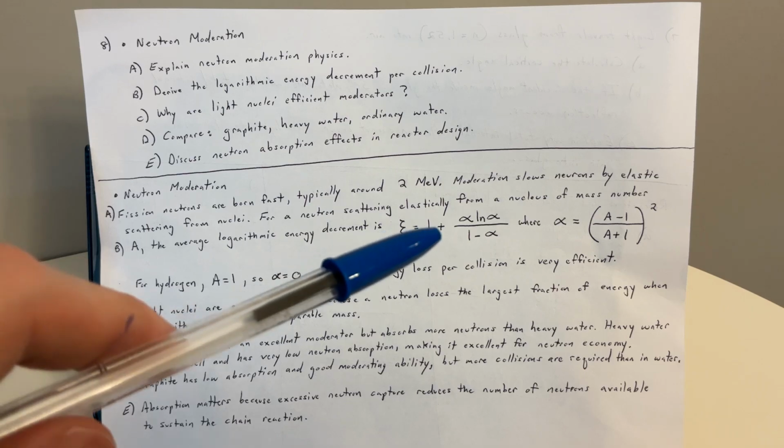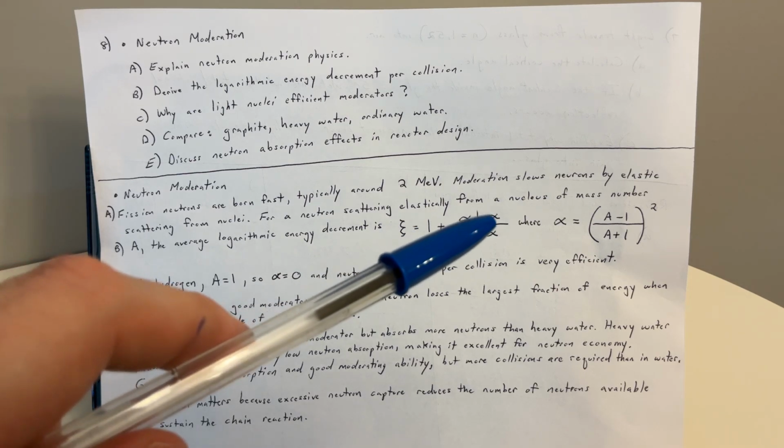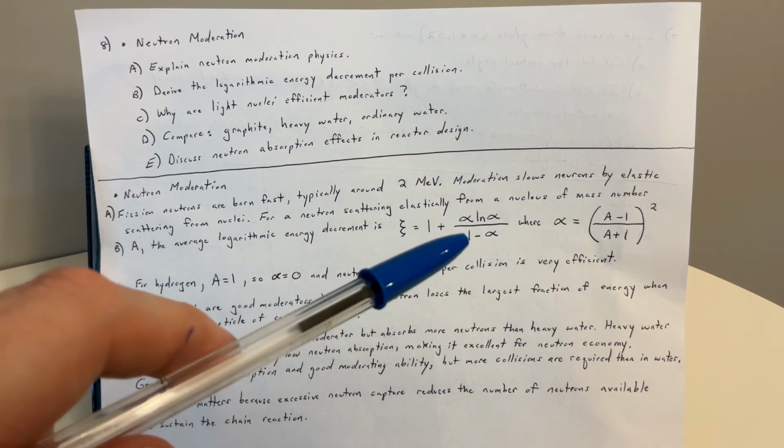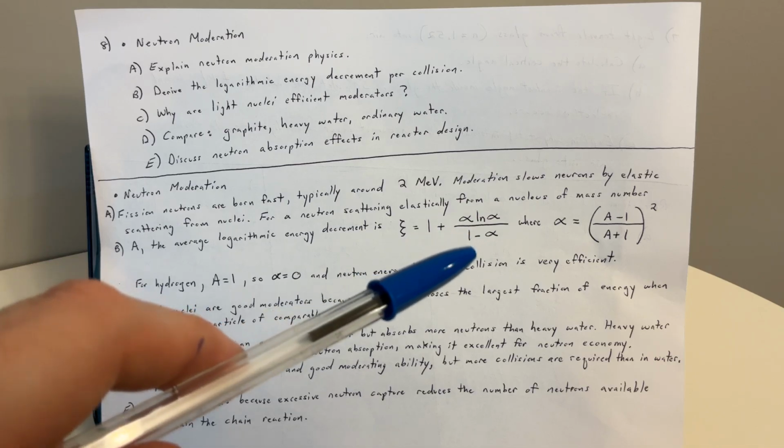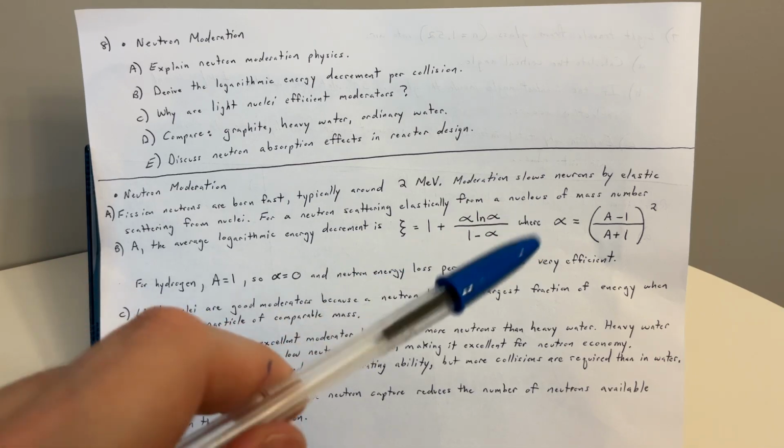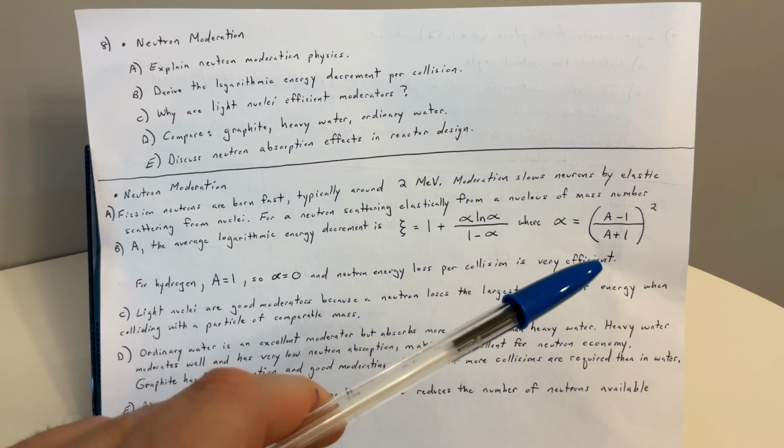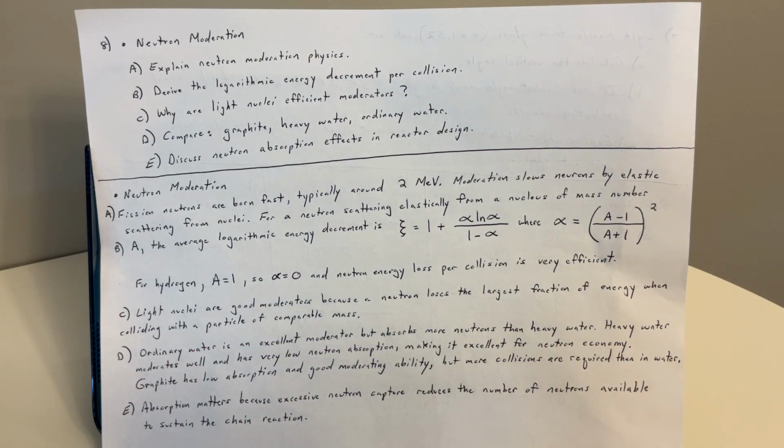The xi equals 1 plus alpha over 1 minus alpha times ln alpha, where alpha is the quantity A minus 1 over A plus 1, squared. For hydrogen, A equals 1, so alpha equals 0, and neutron energy loss per collision is very efficient.